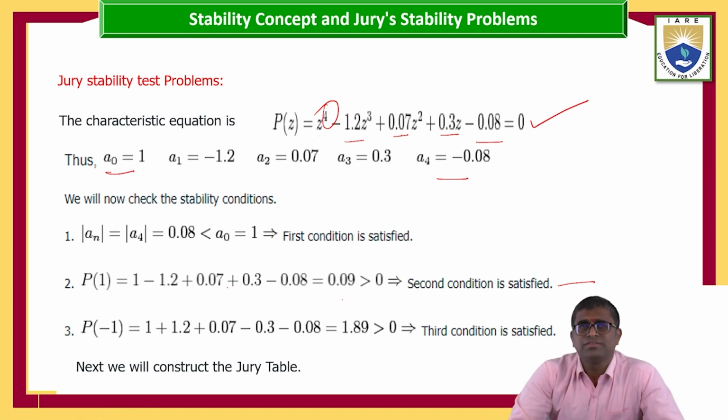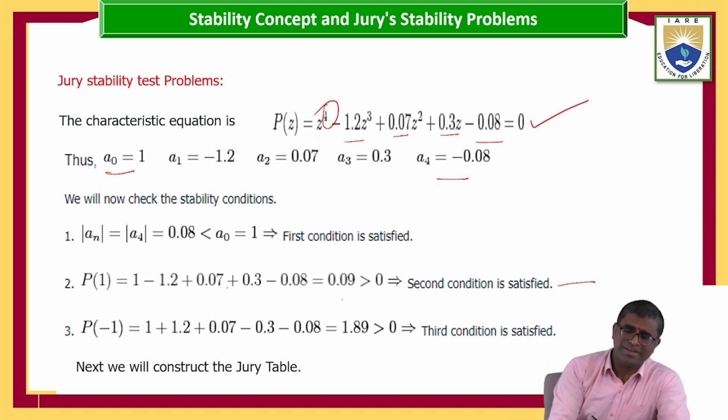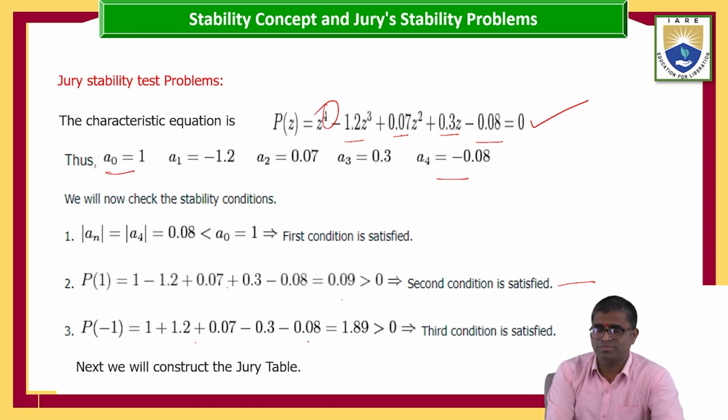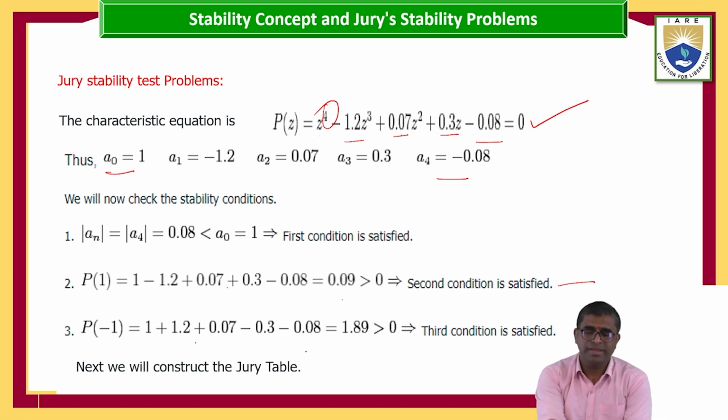Next one is P of minus 1. Substitute the P of minus 1 value here. That is minus 1 whole square plus 1.2. It is coming to 1.2 plus 0.7 and plus 0. P of minus 1, no? The z value is minus 1 here. So it is coming to P of minus 1, minus 3, 0, minus 0.8. Okay. So what is the value?